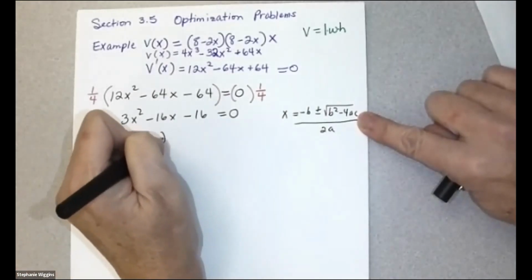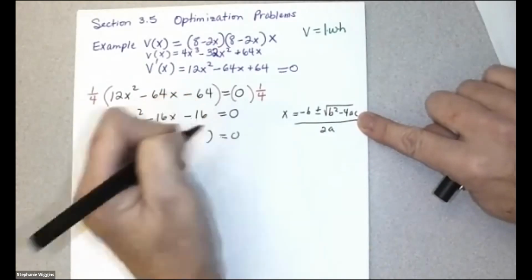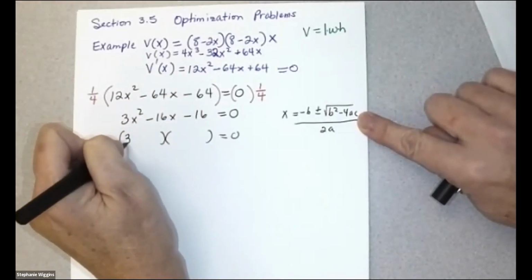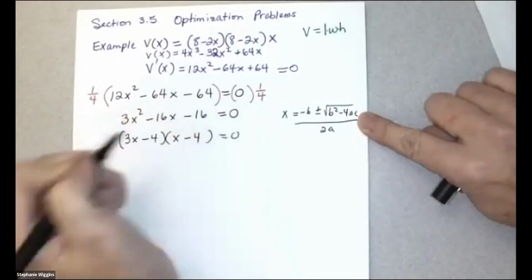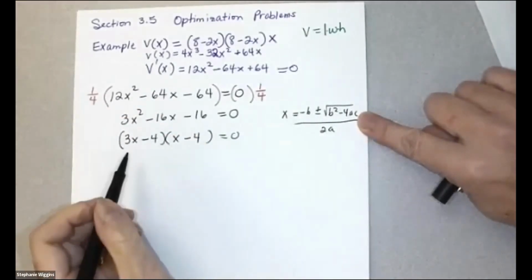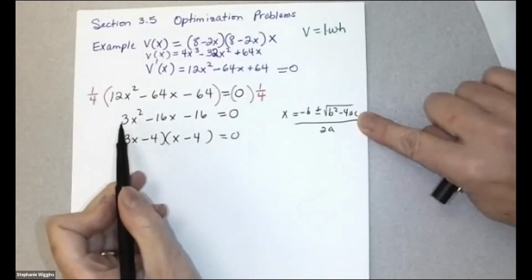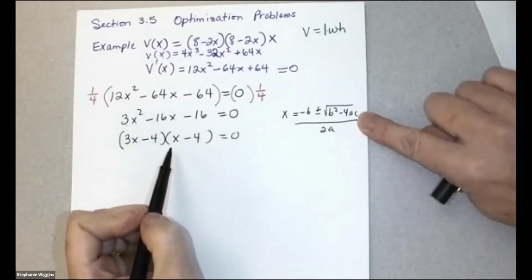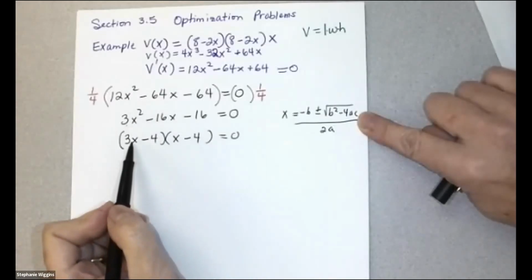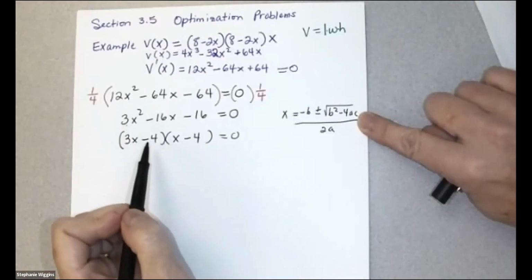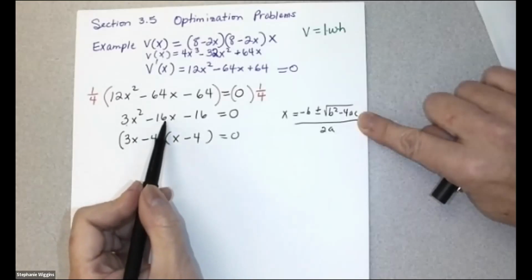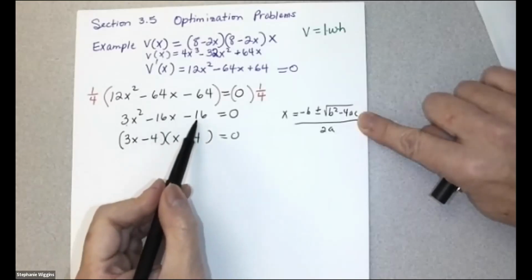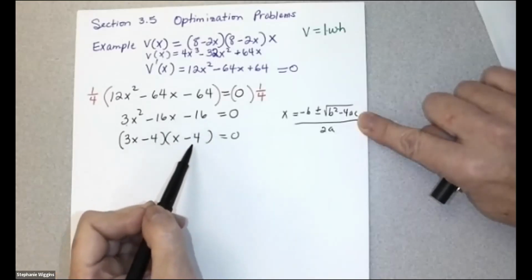But I was able to factor this, and you get 3x minus 4 times x minus 4. And if you FOIL that, you get 3x times x gives you 3x squared. Then you have minus 4 times 3x is negative 12x. Minus 4 times x is negative 4x. You combine those to get negative 16x. And your constant term comes from the negative 4 times the negative 4.